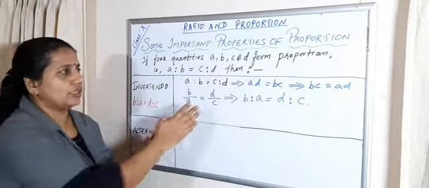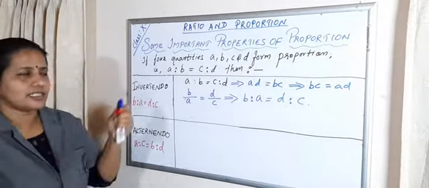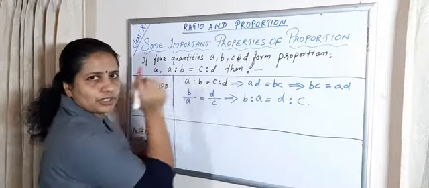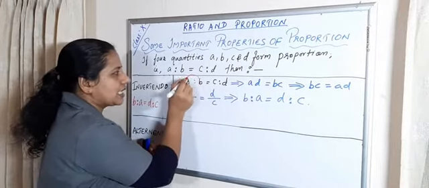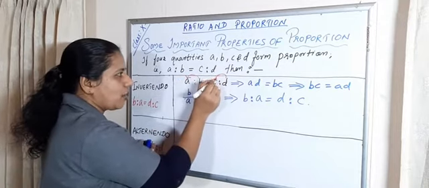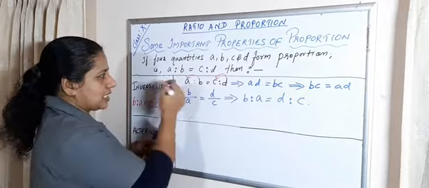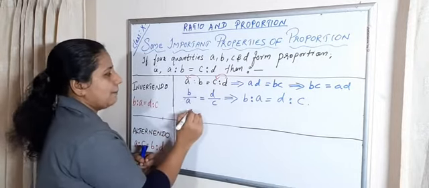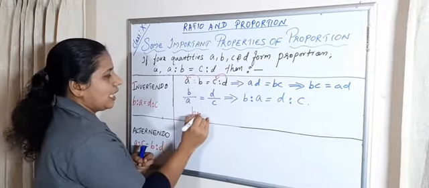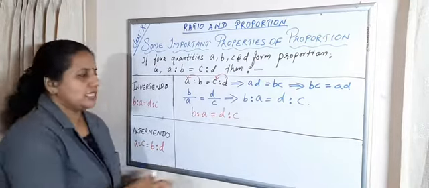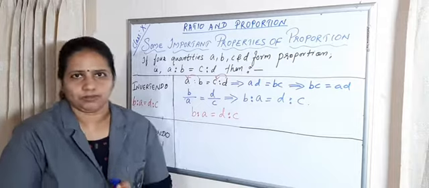You don't have to think all this. Just look here. A is to B is equal to C is to D. That is, you are taking the inverse operation. So you can write it as B is to A equal to D is to C. This is called invertendo. Clear?